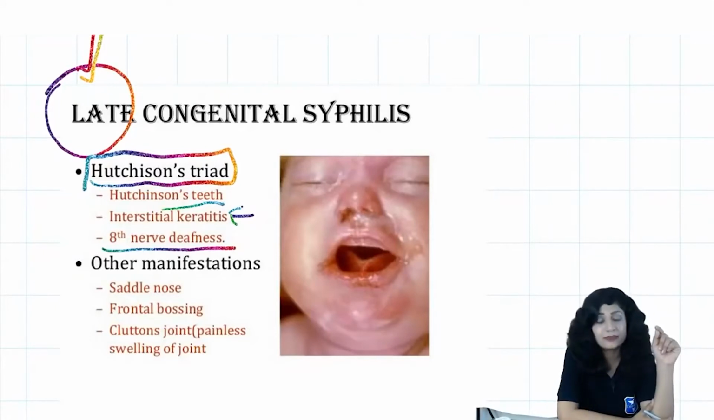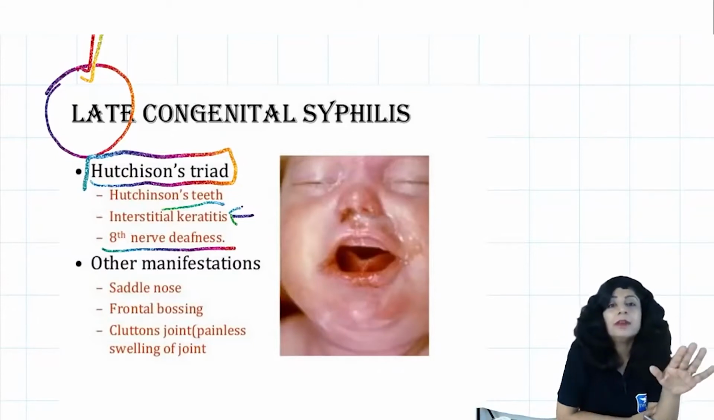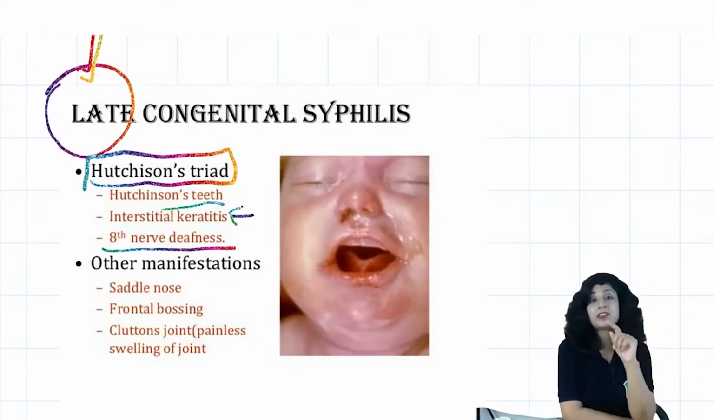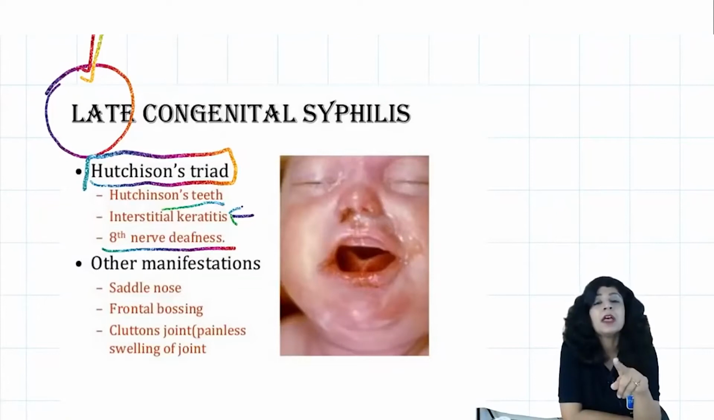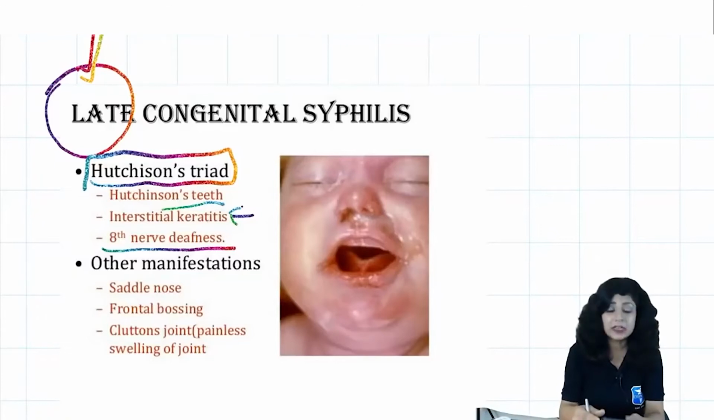sensorineural deafness. The nerve deafness is also there. Along with that, of course, you know that we can have saddle nose, you can have frontal bossing. Joint involvement can be there, so that could be there. But this Hutchinson triad is important. It is important as a cause of the interstitial keratitis also. But the thing that you have to remember is that it is coming as a late involvement and not the early involvement, right?